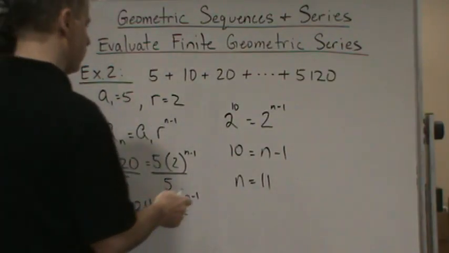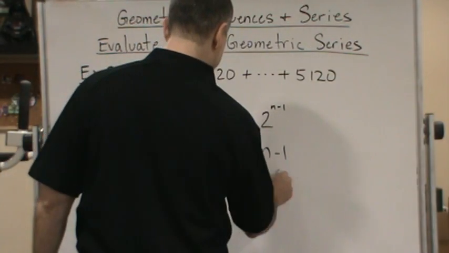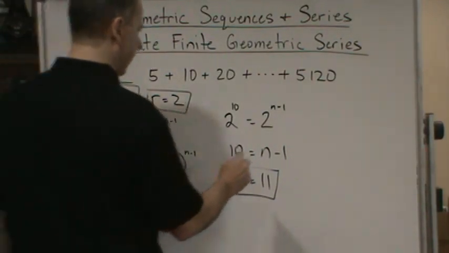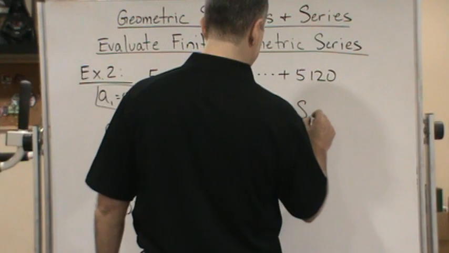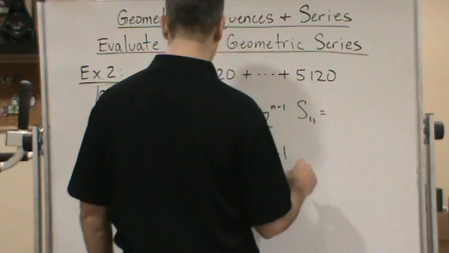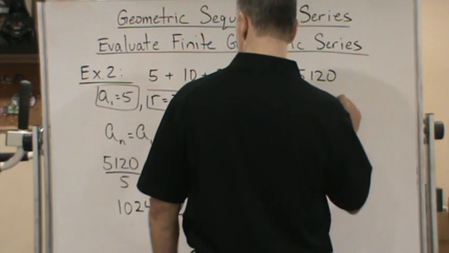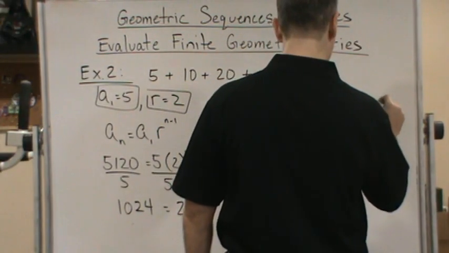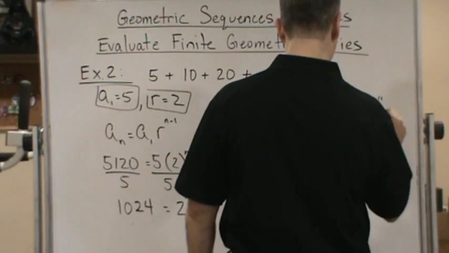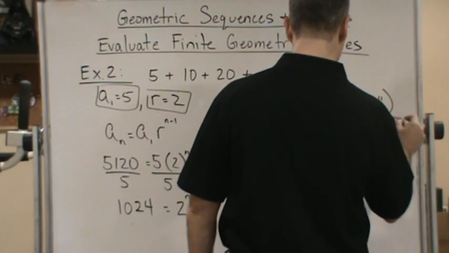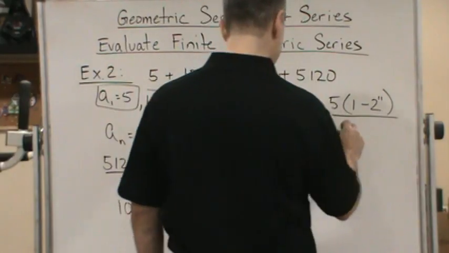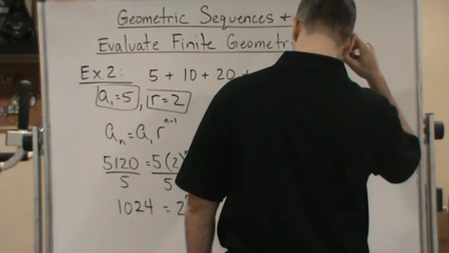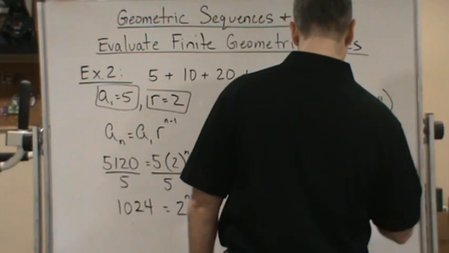And now we just use the formula. We have n, we have r, and we have a1. So S sub 11 equals 5 times 1 minus 2 to the 11th power over 1 minus 2.